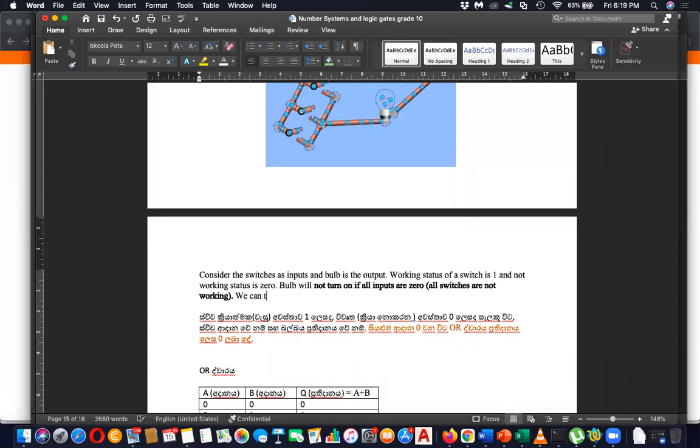We can turn on the bulb even by turning on one switch, or even by turning on a single switch.